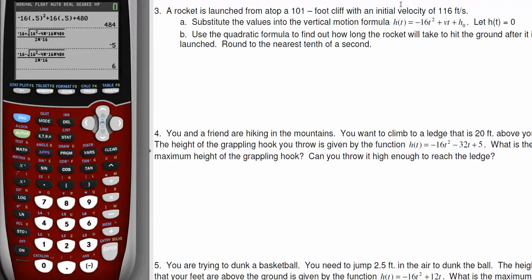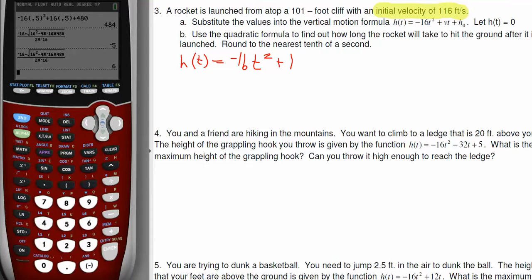But I just want to help you realize what various things are in this one so that we can set them up. So we have our h of t is negative 16t squared plus, and then it says v of t. V stands for velocity. And I want you to notice that our initial velocity was 116 feet per second. So as a result, we're just going to go 116t because that was the velocity.